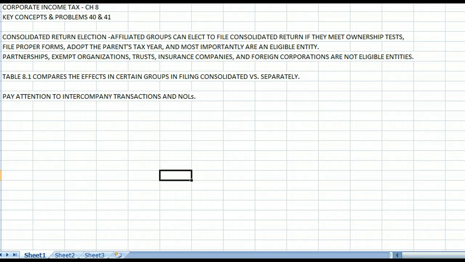Just a couple things in the chapter I wanted to point out to you. I have typed them above as you can see on the screen.